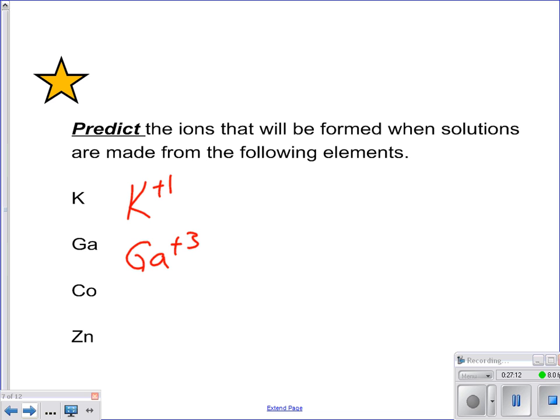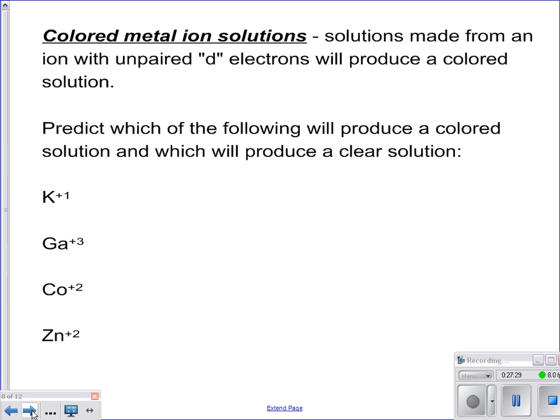Cobalt, ooh, there's a transition metal. What do you know at this point about your transition metals? It's going to lose 2 because it's got 2 valence electrons. So +2, same thing happens with zinc. So that's all we're going to say about those guys, because I just want you to see where these charges come from. These are the most common ions that are formed for these guys right here.